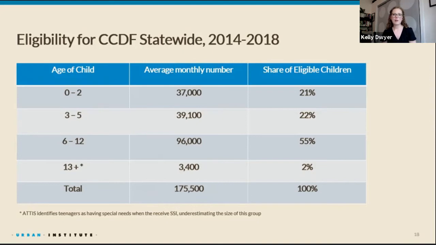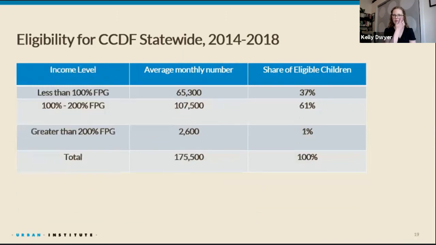We also found that about 61% of the eligible children were white or Asian and non-Hispanic, 20% were Black and non-Hispanic, and about 19% were Hispanic. We also found that about 61% of the children who were eligible for CCDF subsidies in the average month had family incomes between 100 and 200% of the federal poverty guidelines, but still nearly over a third of the children who were eligible in the average month had family income below 100% of the federal poverty guidelines.